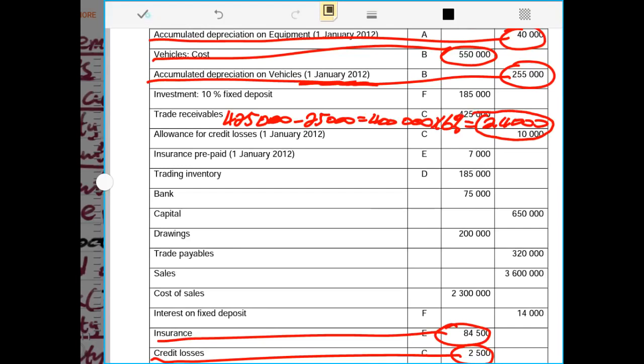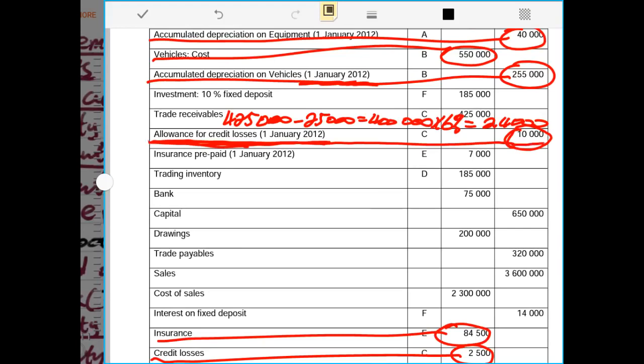And if you see that this allowance of 24,000 rands is above the allowance that was already calculated last year, it was closing balance last year, became an opening balance. But the allowance of 10,000 was already recorded. There is 10,000 of the allowance that was already recorded. But the correct and accurate allowance is 24,000 rands.